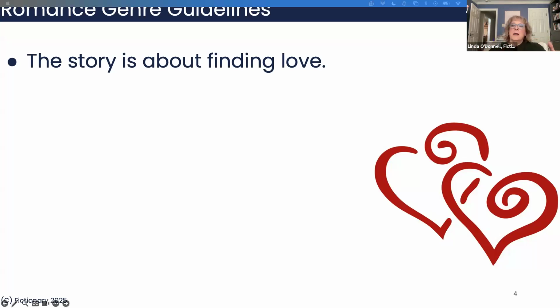You may have a subplot. You may have a goal that involves something else, maybe something even outside the genre. Maybe you've got a mystery subplot. Maybe you've got a thriller, or maybe even some kind of fantasy, something that isn't related. But you want to make sure that there's a way to weave those two together. So we'll talk about that a little bit.